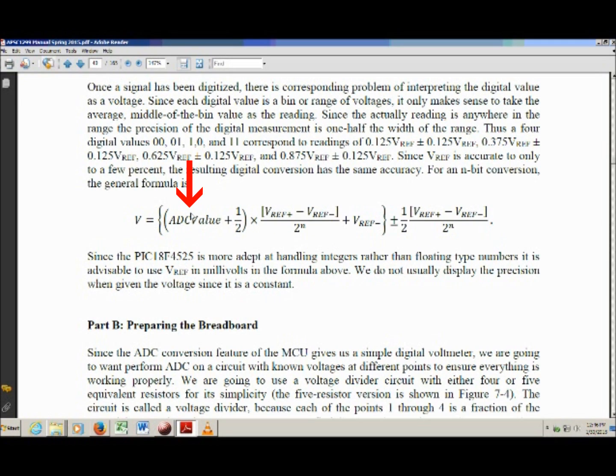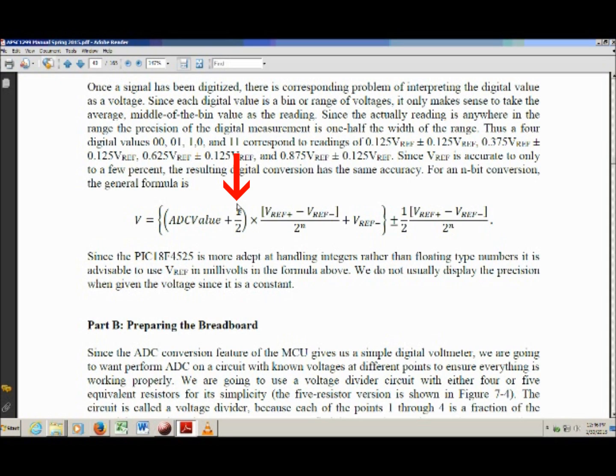Over here, what's this ADC value? Well, that's just the bin label. So this digital value that we preserved, 0, 1, 2, and 3 in the case of a 2-bit ADC module. So you would take that number and you put it down here for ADC value.